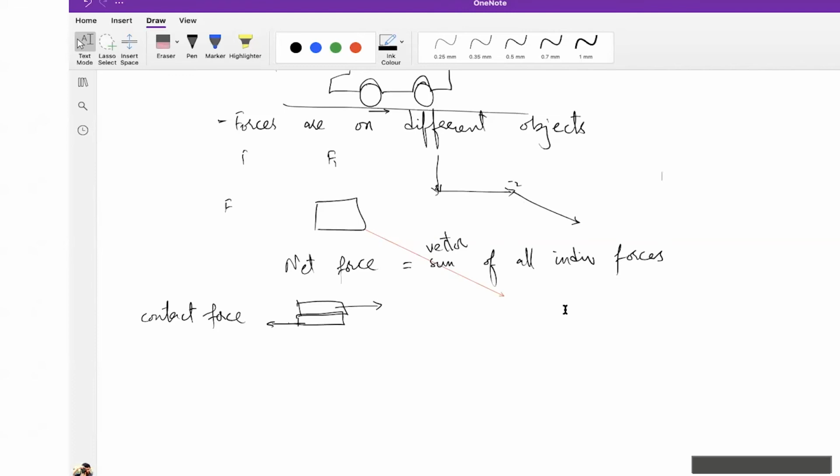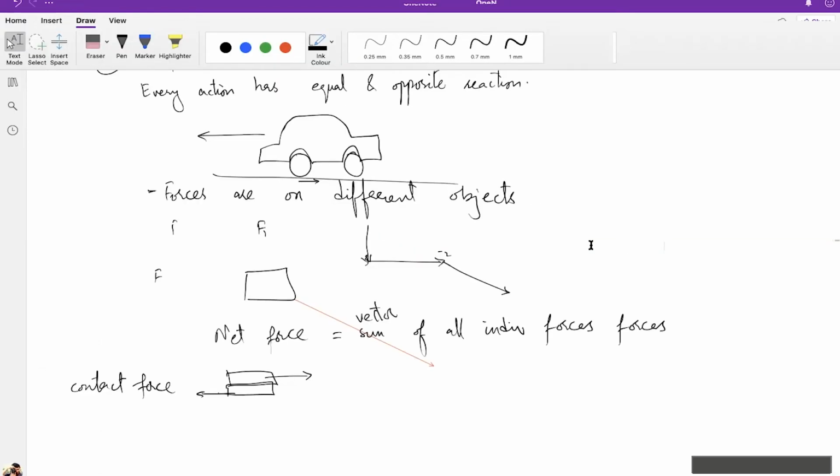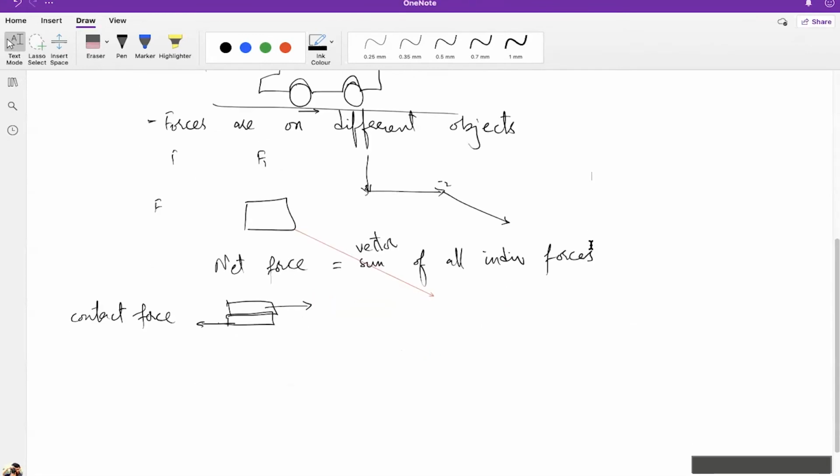But force of gravitation is the force that two objects have. Wherever they are in the universe, they can have this force of gravitation between them. Okay, so we have weight.